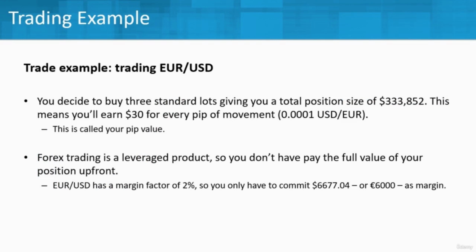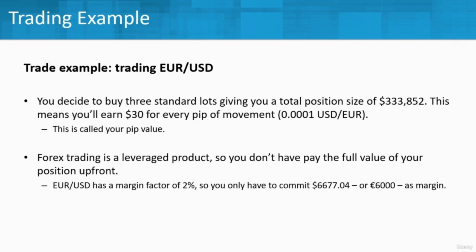But let's say we don't want to stop there. We want to buy 3 standard lots. So now we're really going in, right? Our total position is going to be $333,852, because we've got 3 100,000 euro lots. And don't worry, there's a summary at the end. We're going to walk through this.